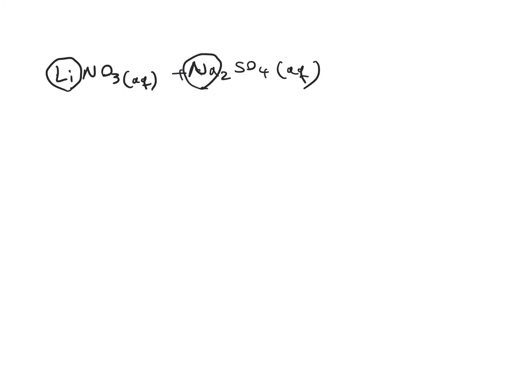So I have been given LiNO3 aqueous plus Na2SO4 aqueous. You don't even have to write the ions. You see lithium and you see sodium. You know lithium and sodium, whatever ionic compound they form, it would be soluble. So you won't see any solid. So you have no reaction here.